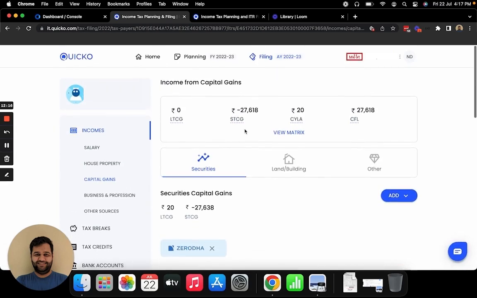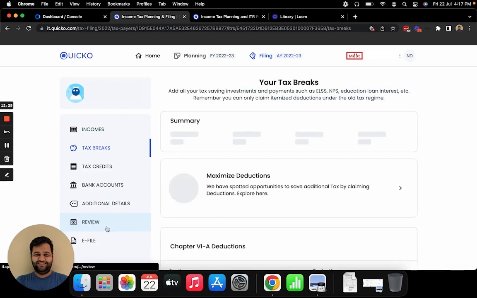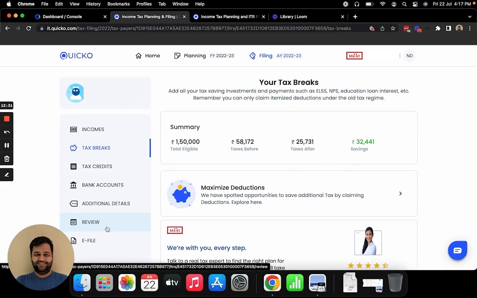So see folks how simple it is to import your Zerodha Demat account. You can also import trades from other Demat accounts. In my case, since I only have a Zerodha account, I'll go ahead and try to file my income tax return. So let's go to tax breaks. Tax breaks are essentially deductions. These are investments that you make, insurance premiums you pay, or any educational expenses and things like that. So you can claim those as tax deductions.